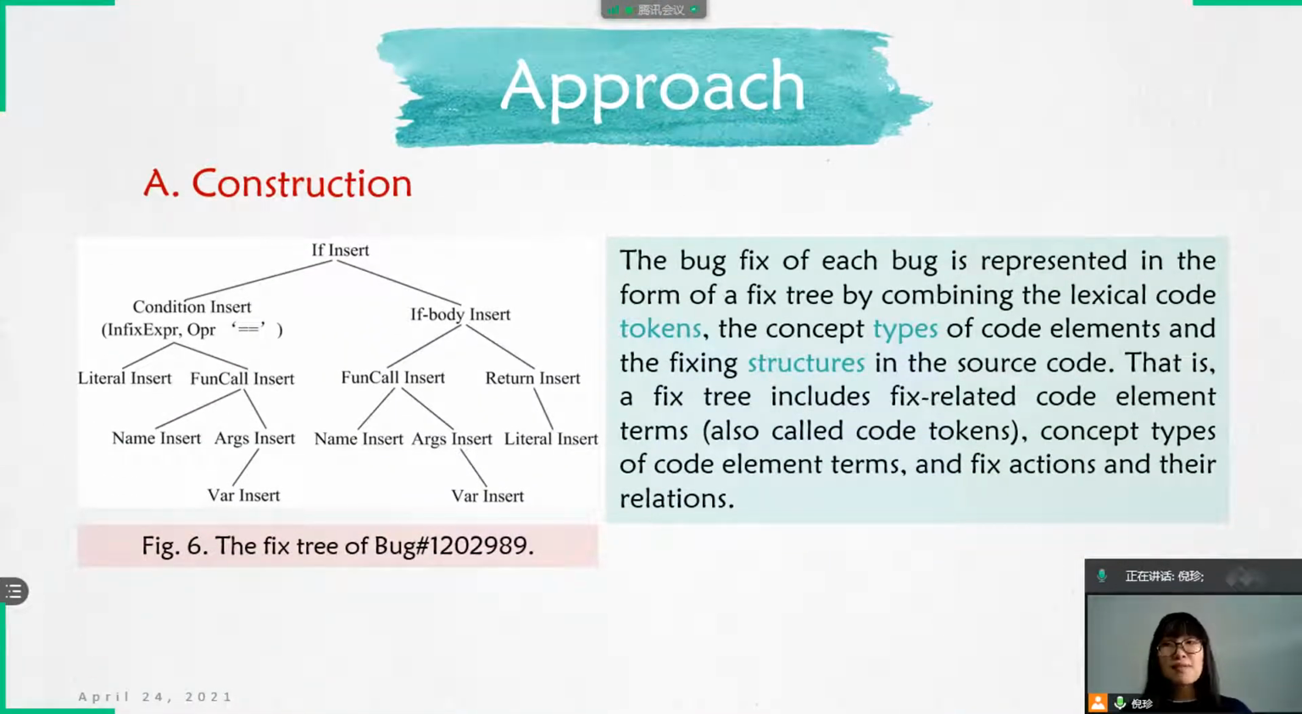Especially in the construction part, we propose to represent each bug fix in the form of a fixed tree based on the AST structure. Using the tree structure is to preserve the natural syntactic structure of the source code and to intuitively represent the fixed action to each node of the tree.